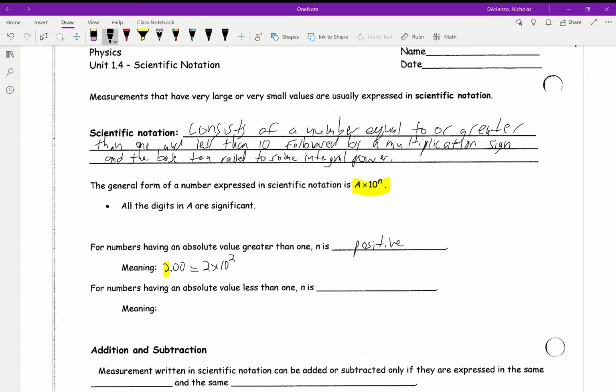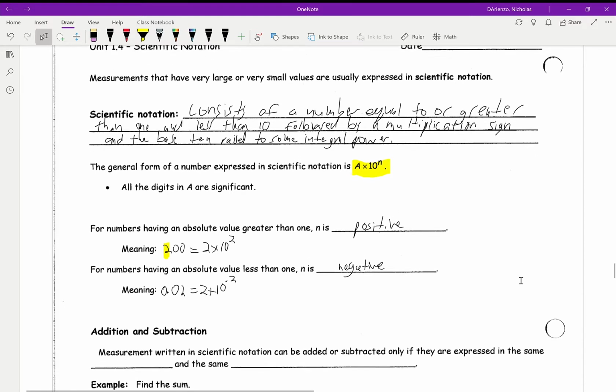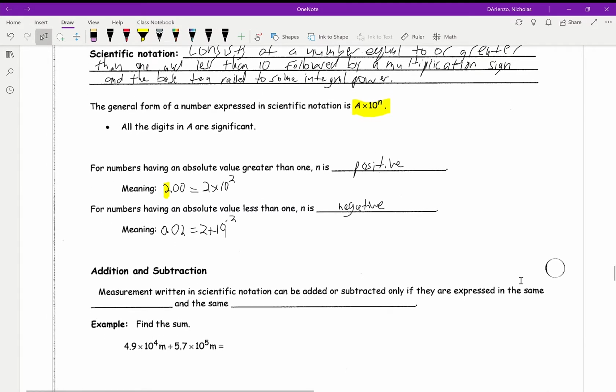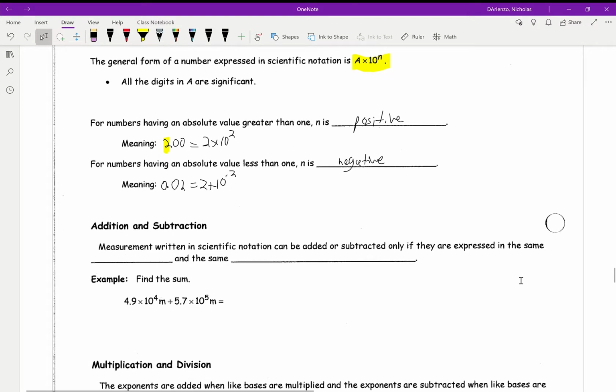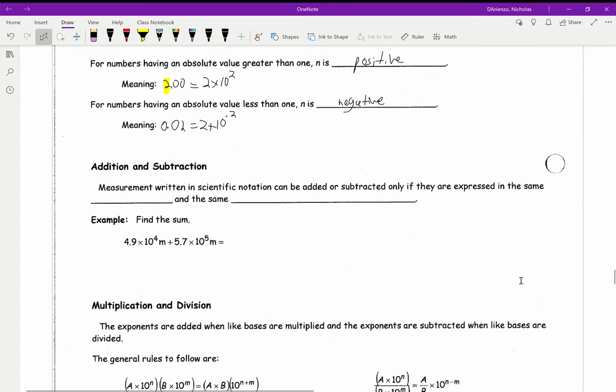If a number that we're converting has an absolute value less than 1, we know that n is going to be negative. So it's indicating a small number. So if we were to start with something like 0.02, that's a number that's less than 1. We know that our n value has to be negative. So similar to the one above, this is 2 times 10 to the minus 2. So that's mainly what the exponent's telling us: is the value of that number greater or less than 1? Make sure you're careful with your significant digits there.